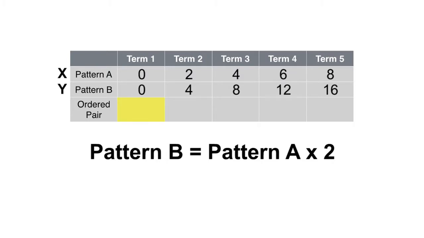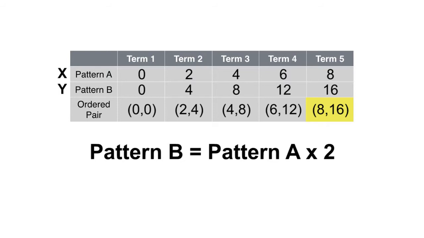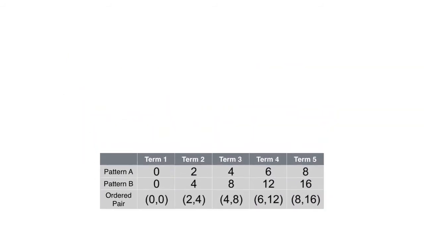Term 1 will be written as (0, 0). Term 2 will be written as (2, 4). Term 3 will be (4, 8). Term 4 will be (6, 12). And term 5 will be (8, 16). Let's plot the coordinates on a coordinate grid.